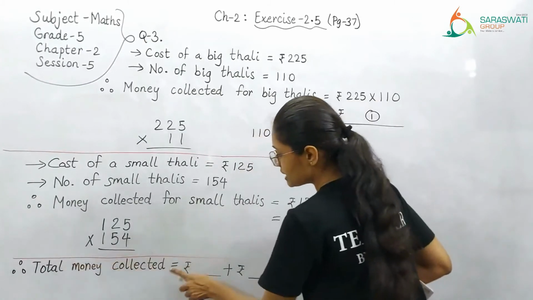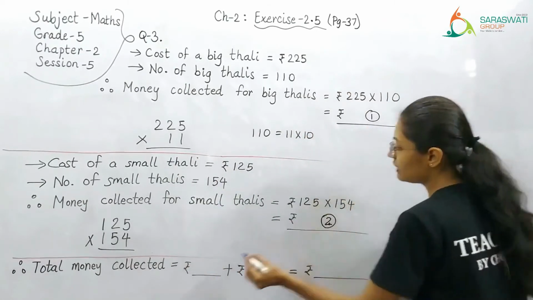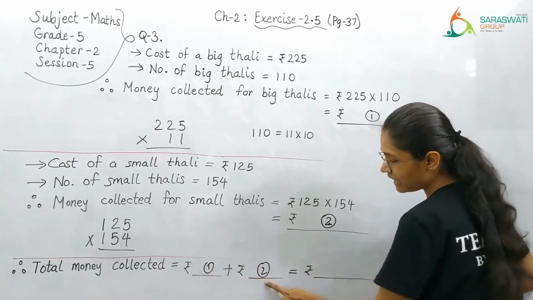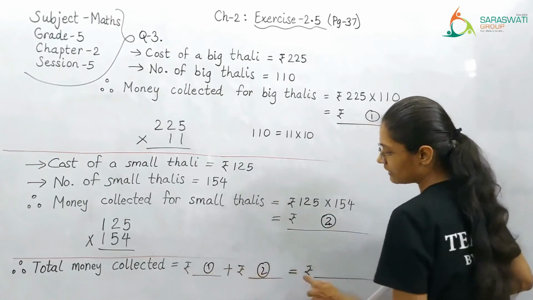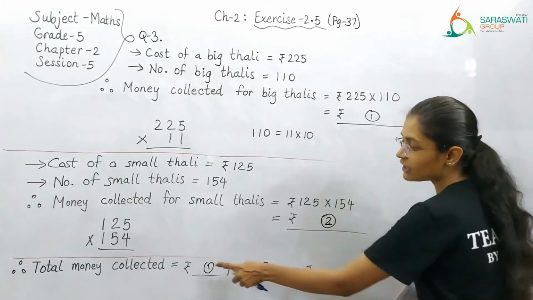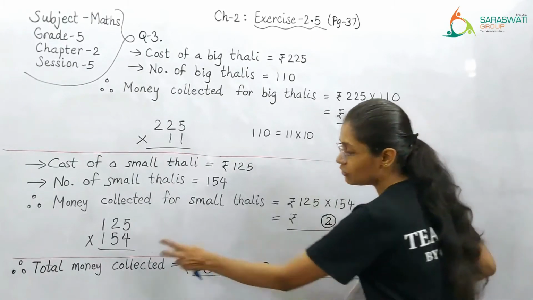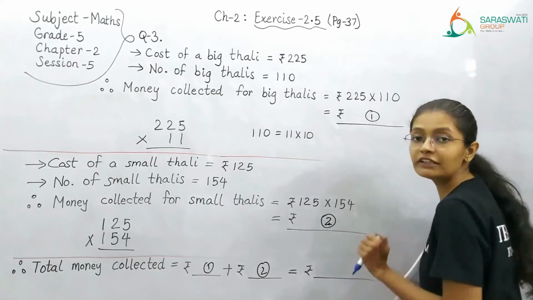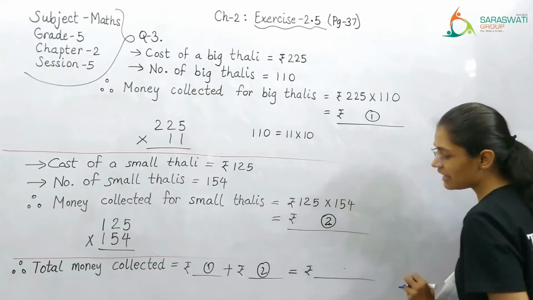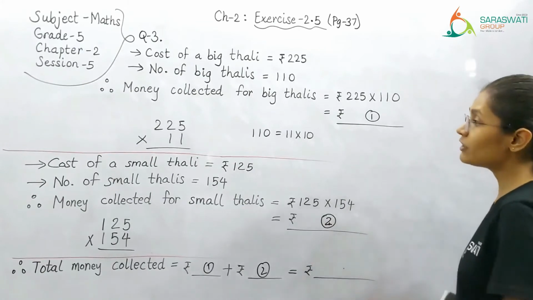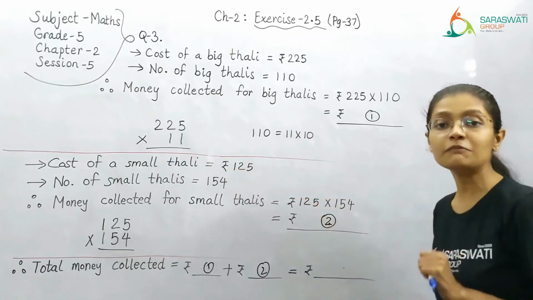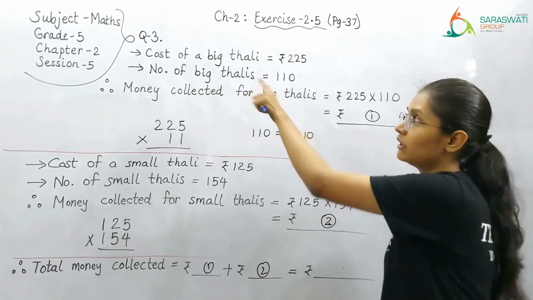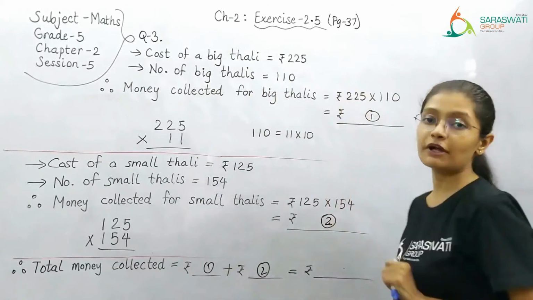So total money collected will be equal to this result and this result. We have to add these two amounts. Do not forget the rupee sign, and then you have to write the sum. You have to perform the addition operation over here below and write the sum over here. That will be the total money collected. You have to write the answer over here, right? So in this manner you will write the statements, perform the multiplication and addition operation, and solve this question. Question number 3 from exercise 2.5.